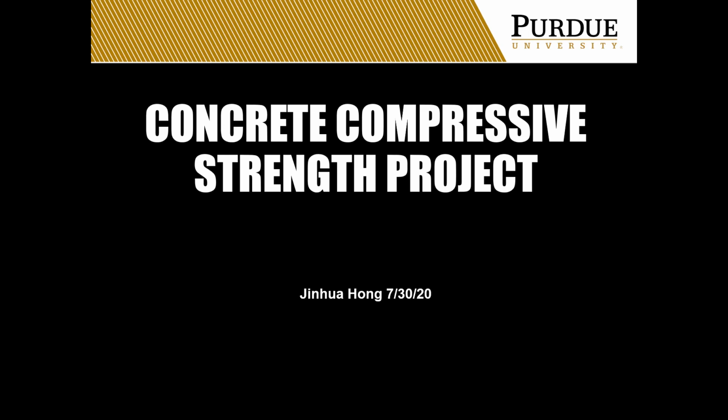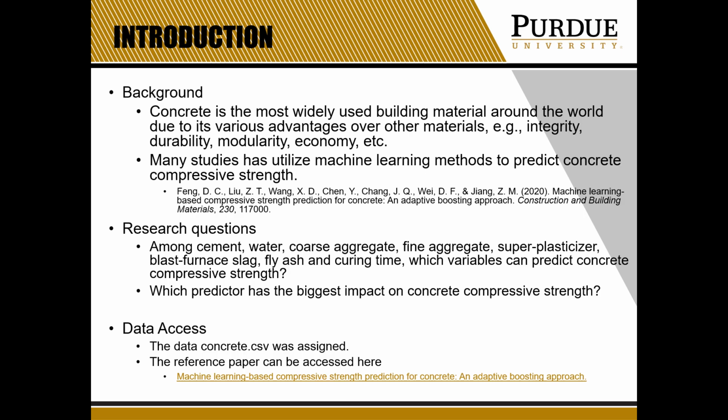This is my concrete comprehensive strength project. First, I'm gonna do some background introduction. Concrete is the most widely used building material around the world due to its various advantages. Many prior studies have been done to predict concrete comprehensive strength using machine learning methods. I'm gonna use this paper as a reference paper to compare my results with their results.